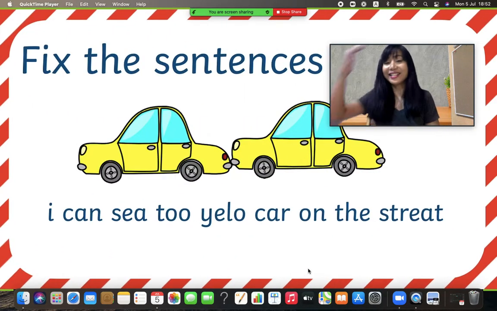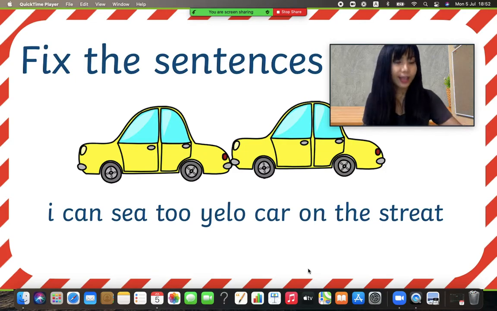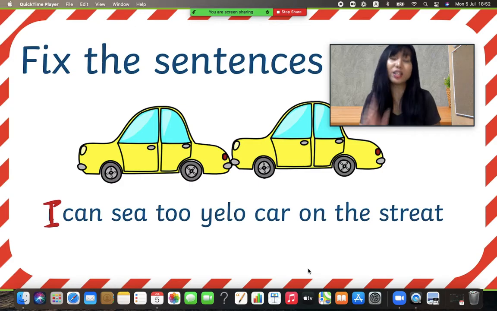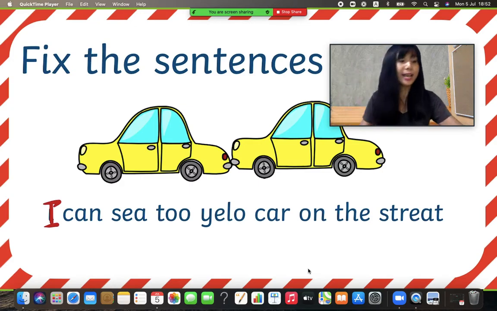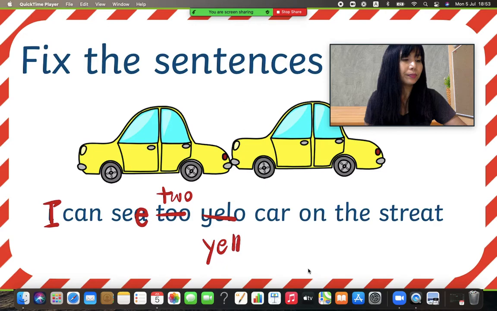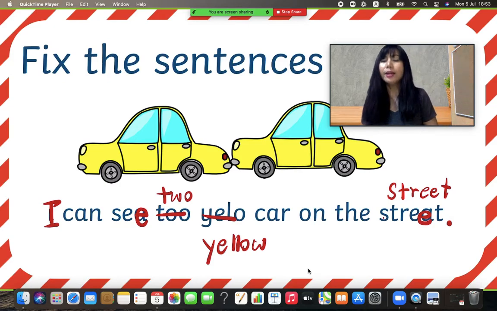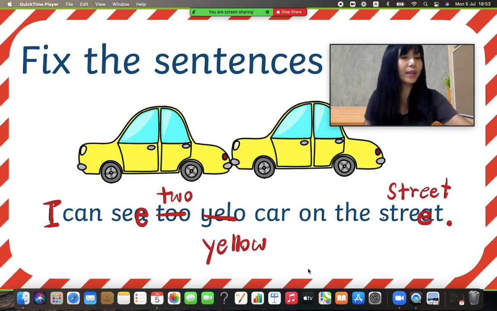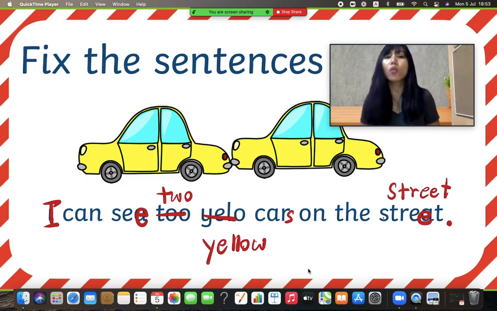Next. I can see two yellow cars on the street. I has to be capital letter and it's at the beginning of the sentence. It has to be in capital letter anyway. I can see, see. I can see two yellow car on the street. Is E-E. Okay, E-E-E, not E-E-A. Street. Eat street and then full stop. Sorry. It has to be full stop. Like this, okay? I can see two yellow car. Oh, sorry. Cars on the street.